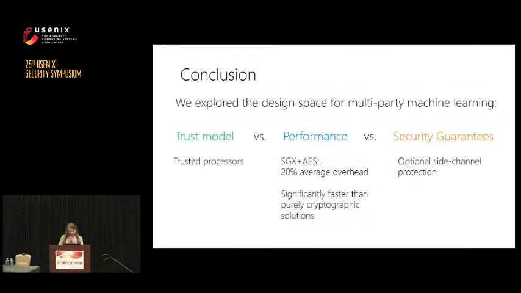Okay, so in conclusion, we explored the design space for multi-party machine learning. In particular, we considered a new trust model using trusted processors. As you could see, the performance overhead when you use just SGX and AES encryption is very small. It's 20% average overhead, which is significantly faster than the cryptographic solutions. And finally, if you want to harden the code even further, we proposed memory protection against memory side channels.